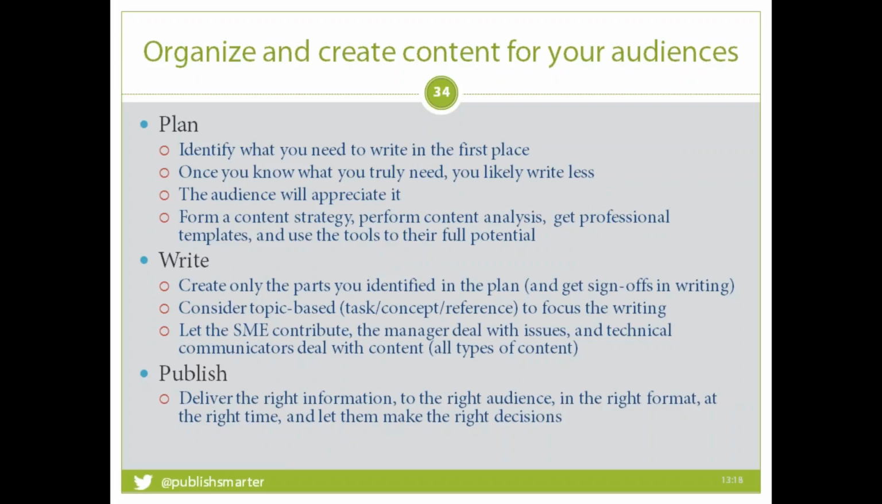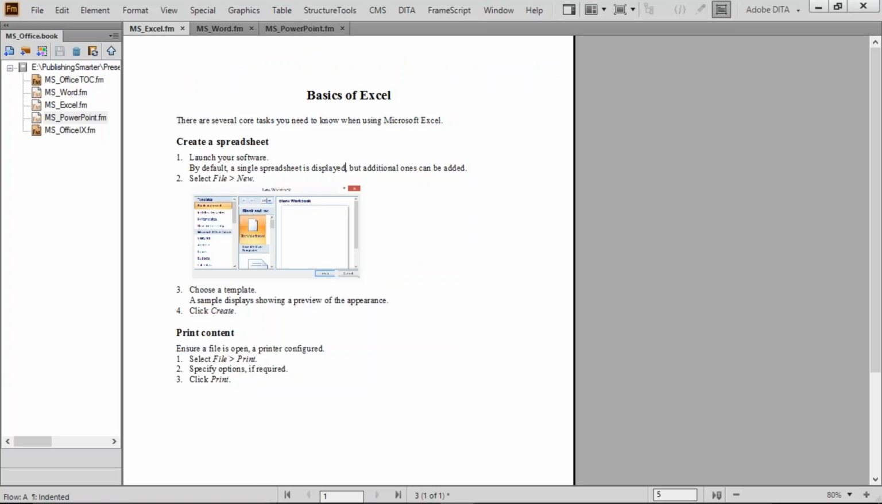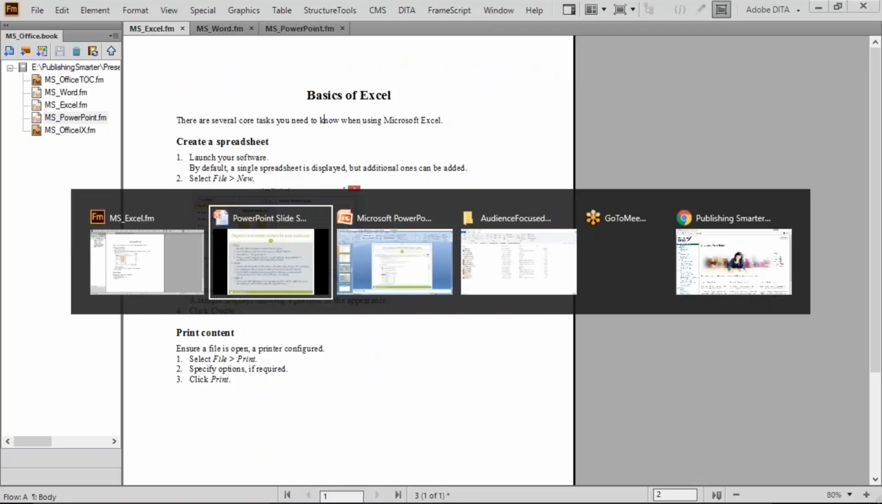So I create the different parts that I've identified in my plan. I go back and I take a look and I say, all right, I've got my Word, Excel, and PowerPoint materials. I make PDF documents of this. I send it around to all of my reviewers. They look at it. They sign off. They approve what it is that I've created. Great.